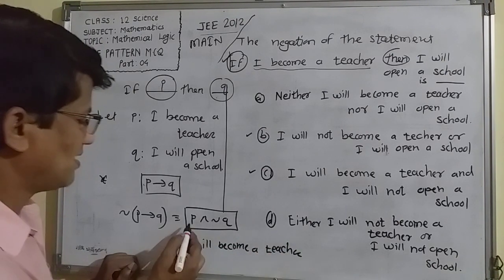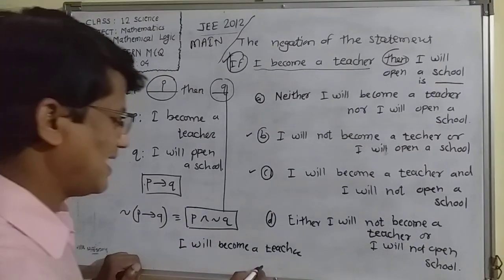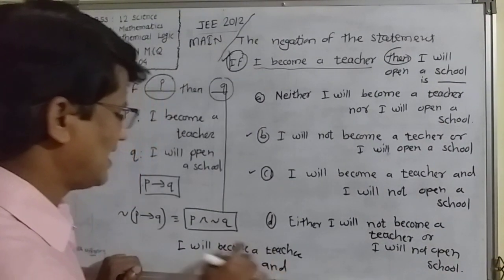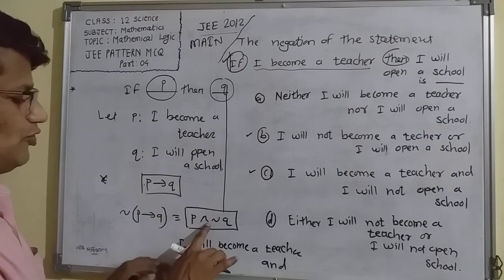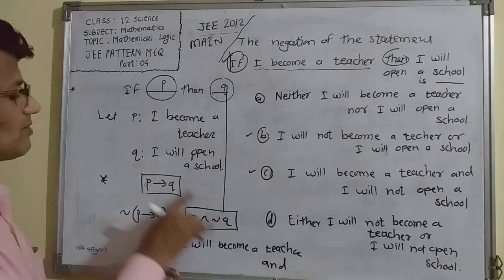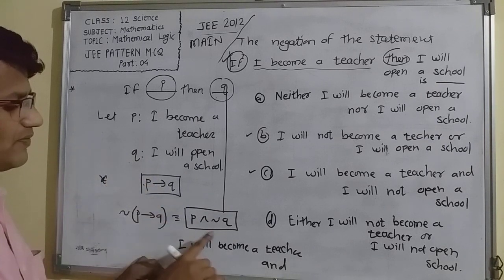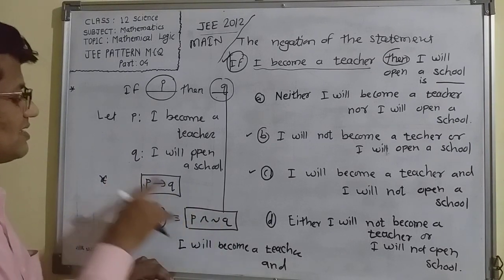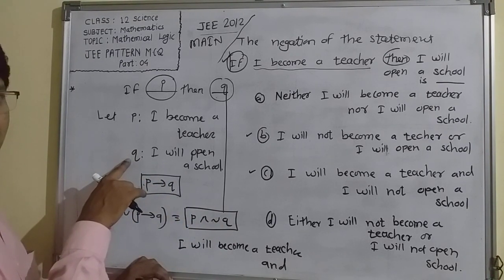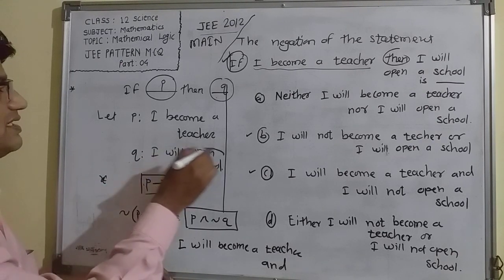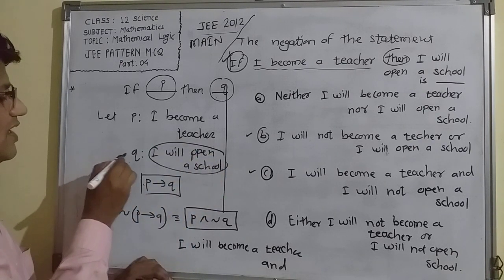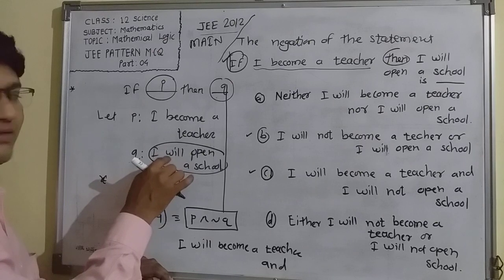This is about what? P. Here and what is Q? Q means here it is negation. I will open a school. This is Q, but we want to write here the negation of this. What will be the negation of this? The negation of this whole statement will be... If this is not used here, then use not in between this.